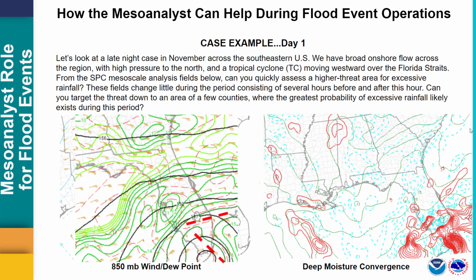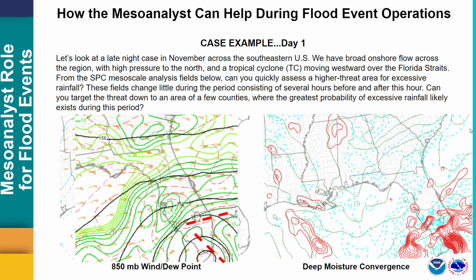Finally, the 850 millibar winds and dew points show dew point axes, ridges across the southeastern part and into the south central part of the Florida peninsula. Not seeing as much further to the north. We also see strong low-level easterly flow in these areas.